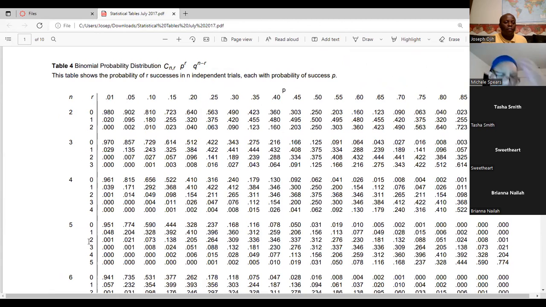So our n is 5. See 5. And we need x, 3, 4, and 5, right? You can see 3, 4, 5. And our p is 0.3. See 0.3 right here. Can you see it? Yes. So you go under 5. Okay, this is 3, this is for 4, and for 5.